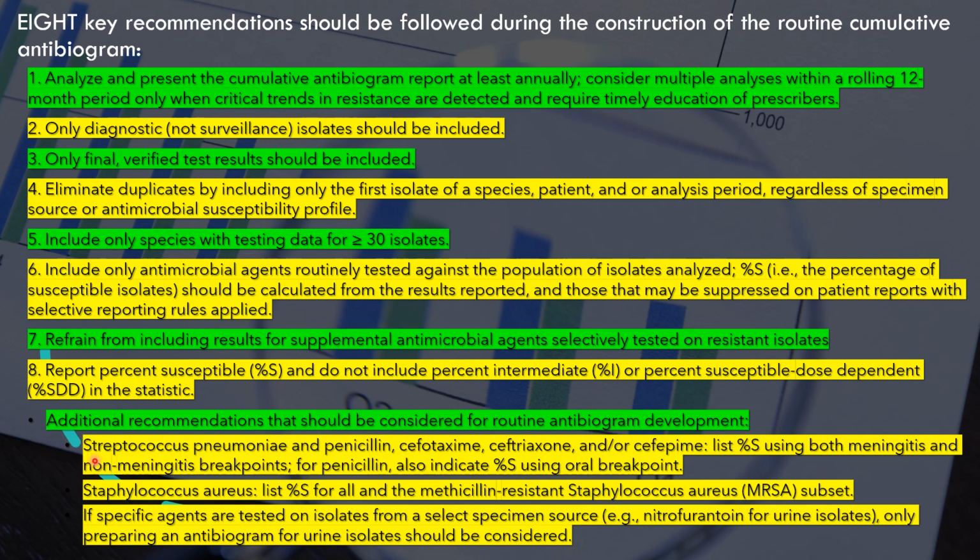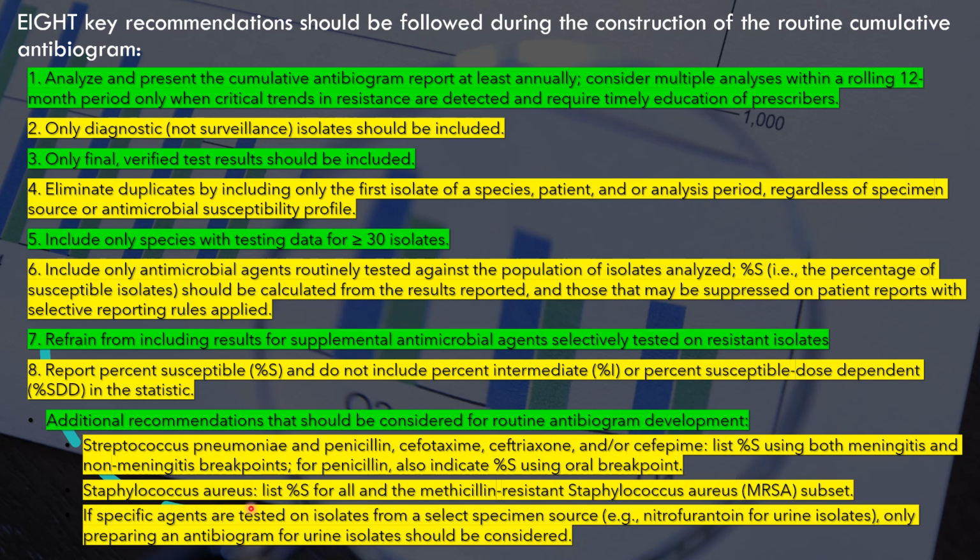Additional recommendations: for example, in the case of Streptococcus pneumoniae, we have cefotaxime, ceftriaxone, and cefepime. List the percentage sensitive using both meningitis and non-meningitis breakpoints for penicillin, and also indicate the percentage using oral breakpoints. Also, we incorporate the oral breakpoints.